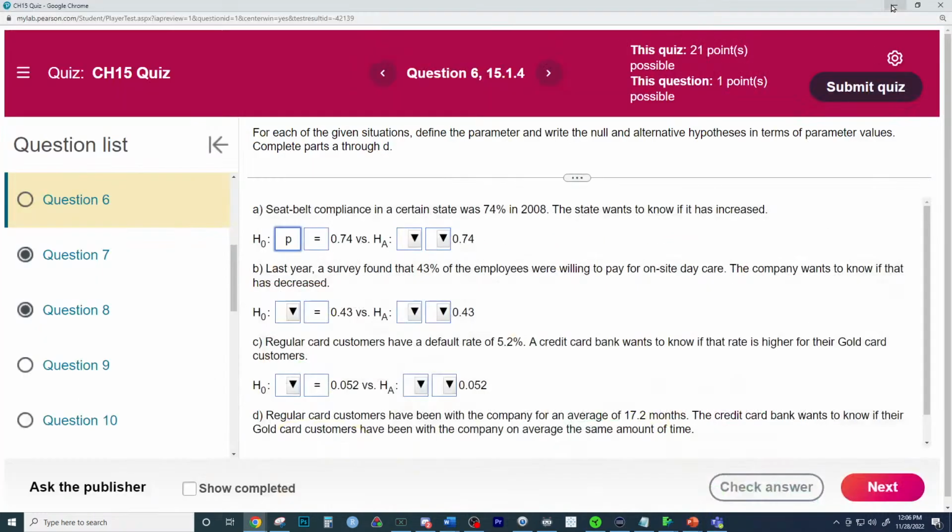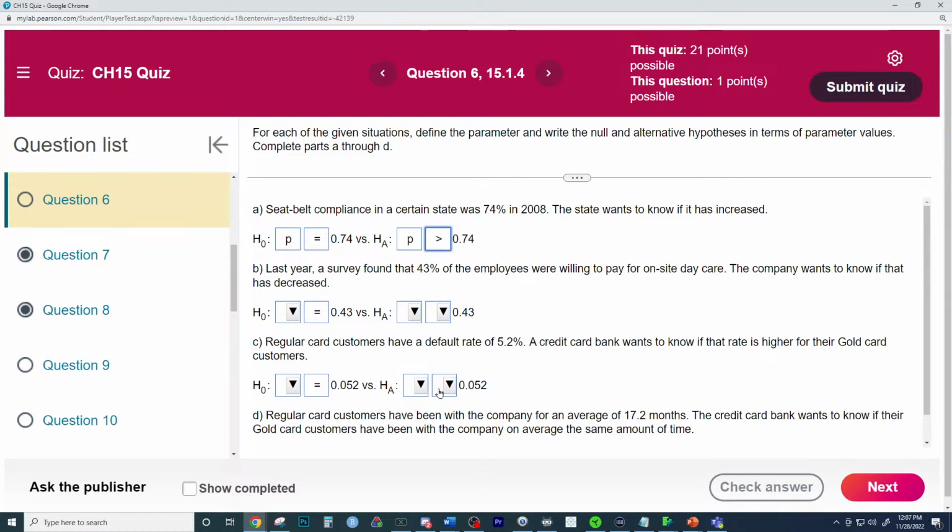So once again, we need to know what we are testing right here, which is the first thing, and it's the proportion of people who comply. So over here, you'll put the same value you put. Don't change it up. If it's P, it'll be P right here. If it's mu, it'll be mu right there also. And then we want to know if it has increased. So that indicates the sign of the alternative, which is the greater than sign.